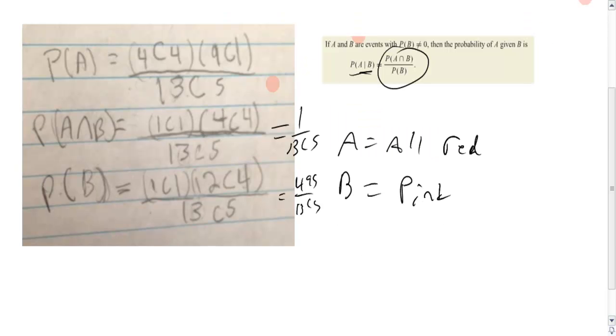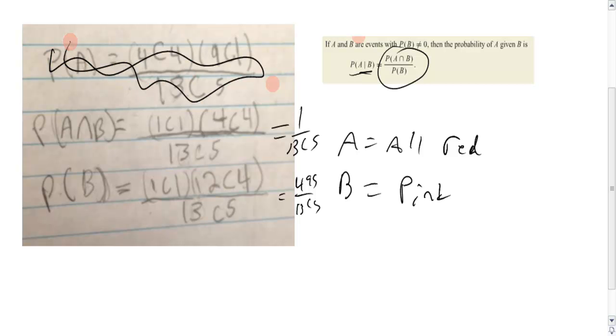So what I'm seeing here, when you quickly do the math, 1 combinations of 1 is 1, 4 combinations of 4 is 1, so 1 times 1 makes 1. The denominator is 13 combinations of 5. The numerator, again, 1 combinations of 1 is 1. 12 combinations of 4 is 495, and again, the denominator is 13 combinations of 5, just leaving those alone. So that is how I see these two being worked out. And so you can see for this formula, we don't need the probability of A. We don't need it.